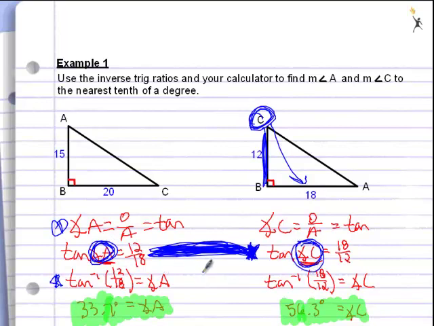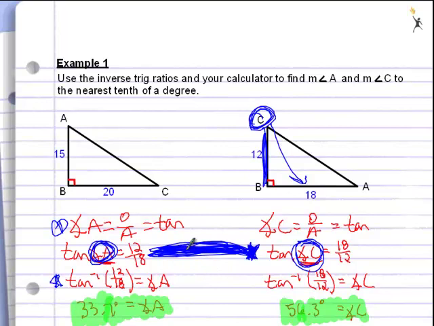Just like when we undo an addition problem, we use the inverse of addition, which is subtraction. When we have a multiplication problem and we want to solve it, we use the inverse function or division. Here we have a tangent function, and the inverse of that function is the inverse tangent function. Hopefully you understand that.